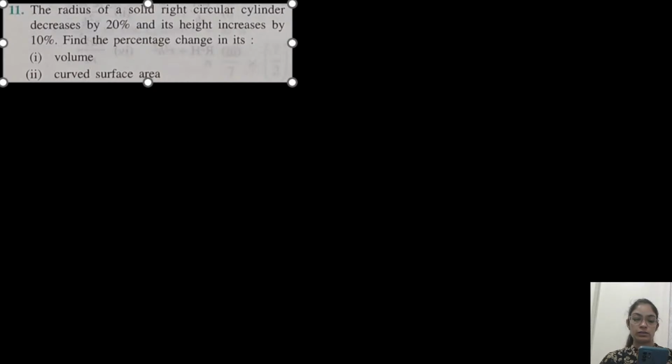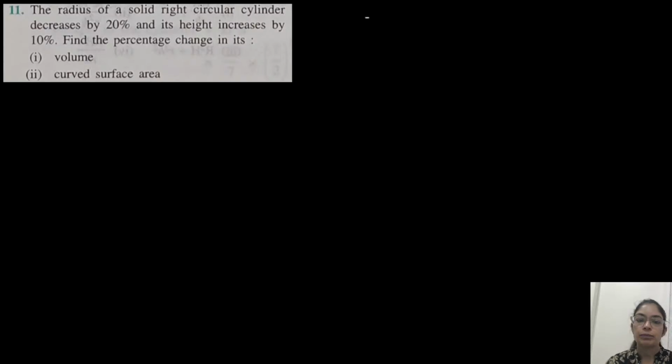So the next question is a little different. The previous two questions were kind of direct questions. So what we used to do, we just had to apply the formula and find the answer. So see in this question, what is given to us? The radius of the solid right circular cylinder decreases by 20% and its height increases by 10%. So find the percentage change in its volume and in its curved surface area.